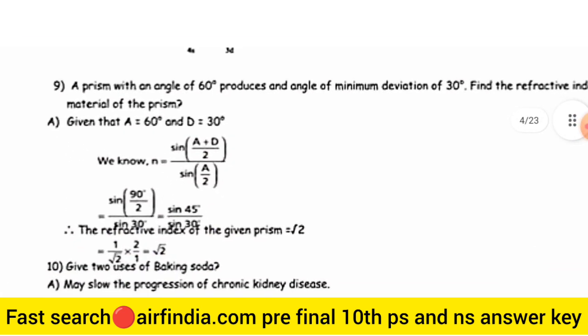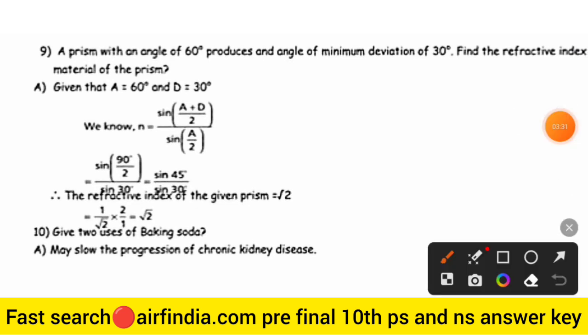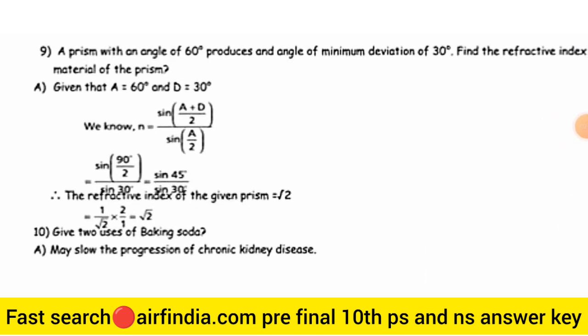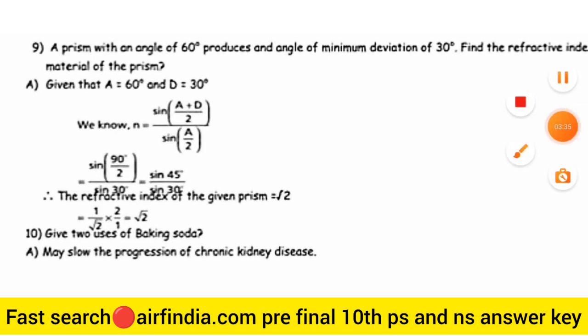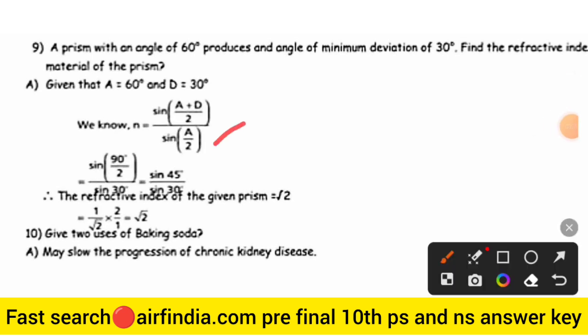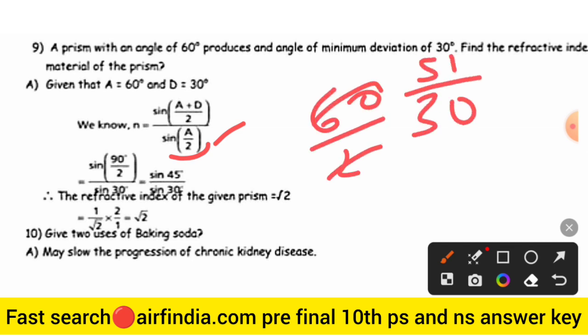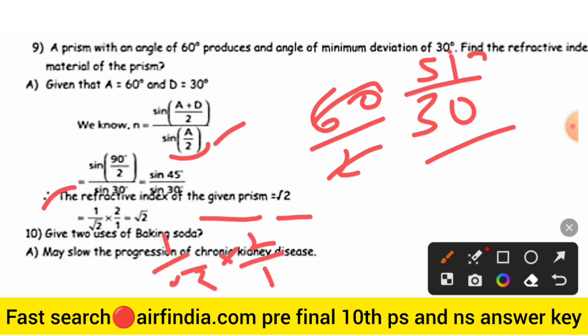Okay, so we know that n is equal to sine of (A plus D) upon 2, upon sine of A by 2. So this is your formula. A plus D means 60 plus 30, which is 90. Sine of 90 by 2 means sine 45, and sine of A by 2 means sine of 60 by 2, which is sine 30. So sine 45 upon sine 30. So here it is root 2. The refractive index of the given prism is root 2. So 1 by root 2 multiplied by 2 by 1 is equal to root 2.